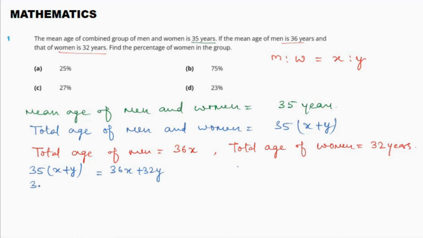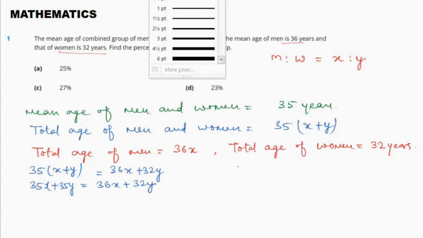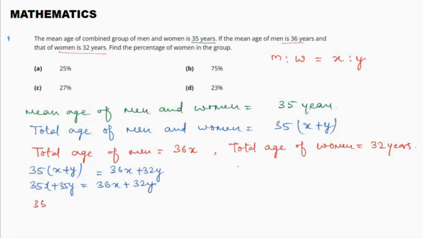If we solve it further, we get 35x plus 35y equals 36x plus 32y. Now we take the like terms to one side. So 35y minus 32y is equal to 36x minus 35x. So we get x equals 3y, correct? This is the relation between x and y that we are getting.